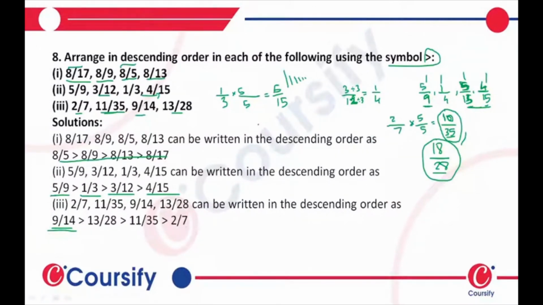Between 11 by 35 and 10 by 35, 11 by 35 is the bigger. Comparing 11 by 35 with 13 by 28, using the same principle, the numerator is bigger and the denominator smaller, so definitely 13 by 28 comes first. Then 11 is bigger than 10, so 11 by 35 comes, then 10 by 35 comes. So this is the order of the answer.